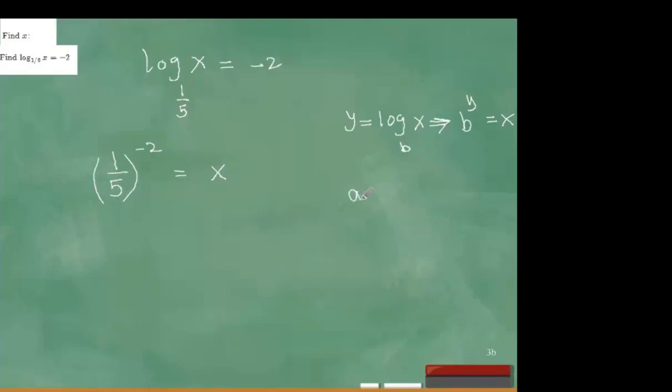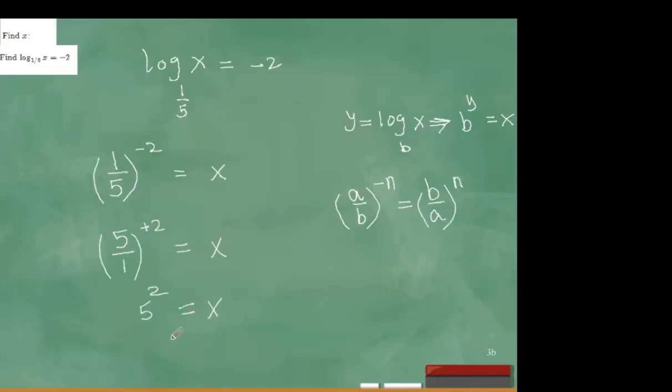Remember, if I have a over b to the power of minus n, that's the same as b over a to the power of plus n. So I can write this as 5 over 1 to the power of plus 2. That's what x is. So x is equal to 5 squared, which is equal to 25. x equal to 25.